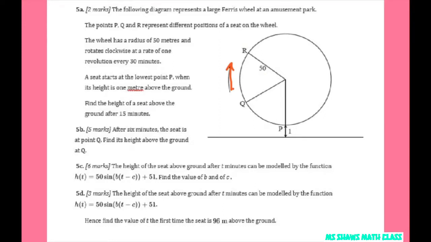A seat starts at the lowest point, P, when its height is 1 above the ground. So we're going to answer these questions. It says find the height after 15 minutes.